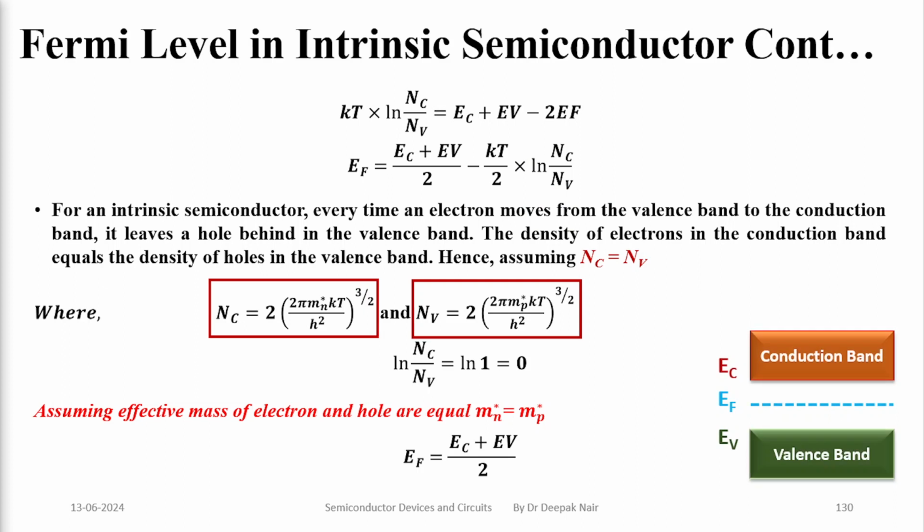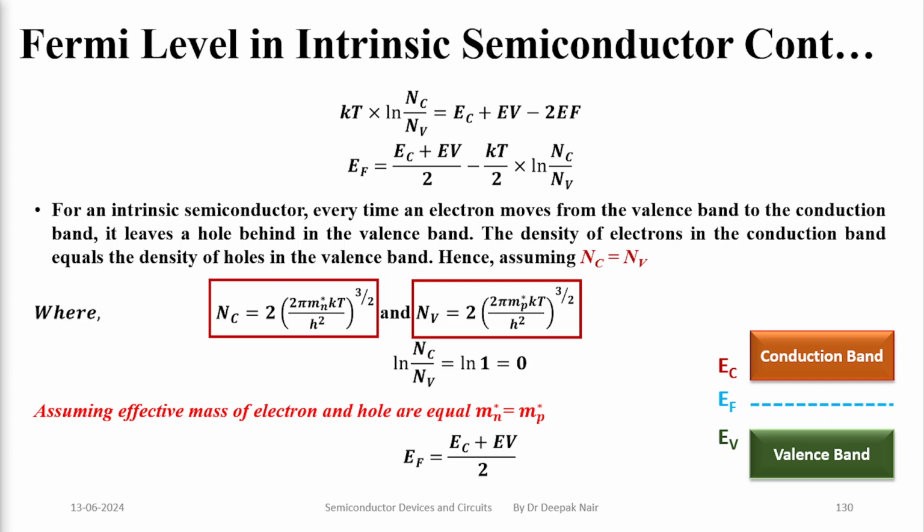So here is the representation. We have EC, the conduction band, and EV, the valence band. In case of pure semiconductor under equilibrium, assuming the effective masses of holes and electrons are the same, EF will be perfectly in the middle of EC and EV. Now we have made so many assumptions. You can keep in mind that if effective masses are not equal, it will not be perfectly at the center. Second, if the system is not under equilibrium, then EF will not be at the center.